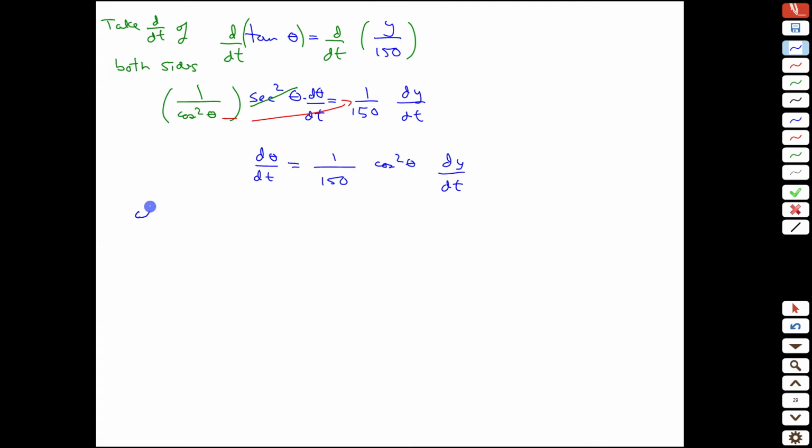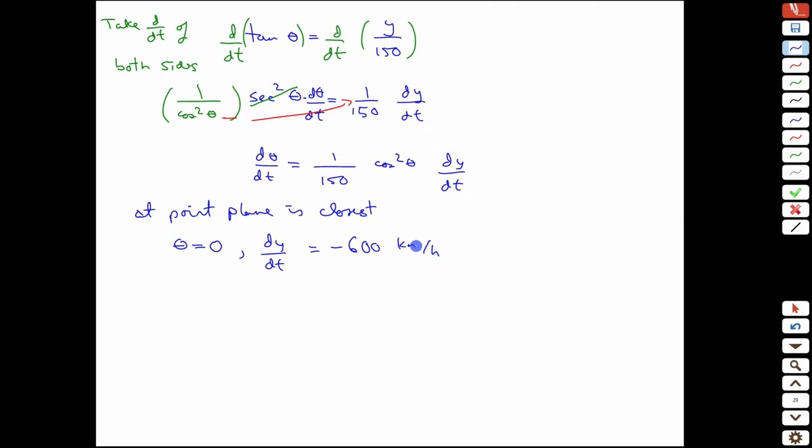And with that, at the point where the plane is closest, what do we know? Well, we said in the pictures that that was theta equals 0, and dy dt was a constant. It would be minus 600 kilometers per hour. And that fills in all the gaps here. So at that instant d theta dt is going to equal 1 over 150 cos squared of 0 and minus 600. Cos squared of 0, much better known as 1, and everything else here is minus 4.